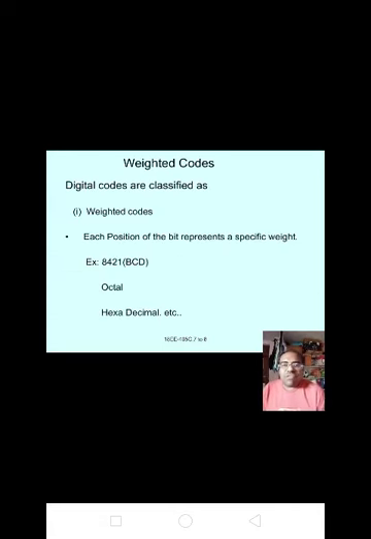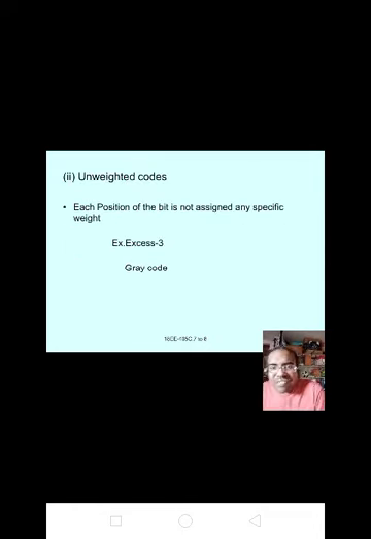Now, the definition of weighted code. Please make a note of it. In weighted code, each position of the bit represents a specific weight. Example: 8421 code or BCD code, octal, hexadecimal. Next, write this one also. Unweighted code definition: each position of the bit is not assigned any specific weight. Examples are XS3 code and Gray code.